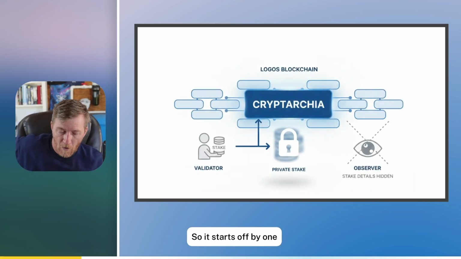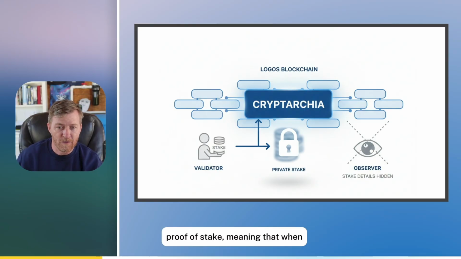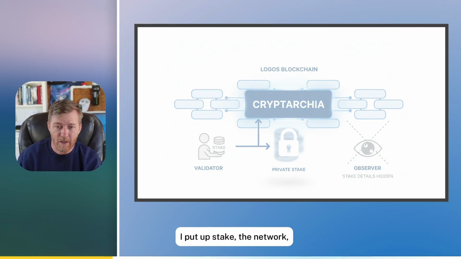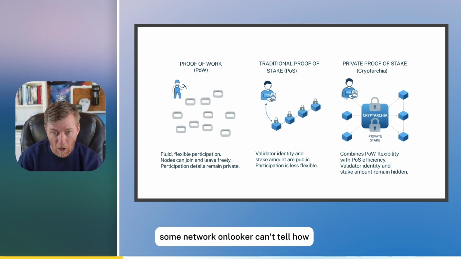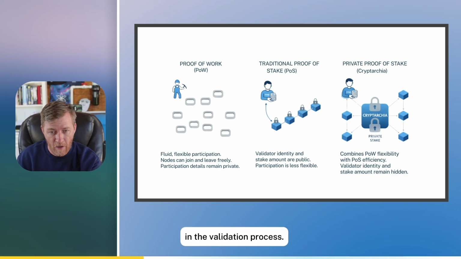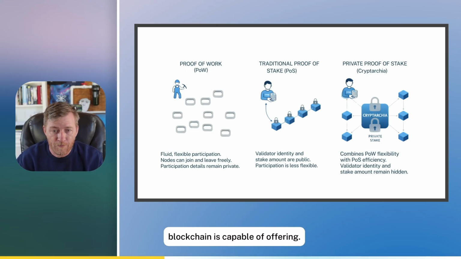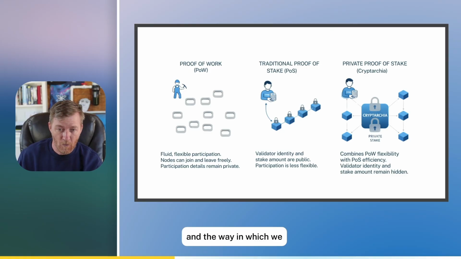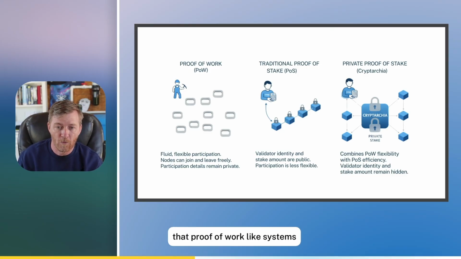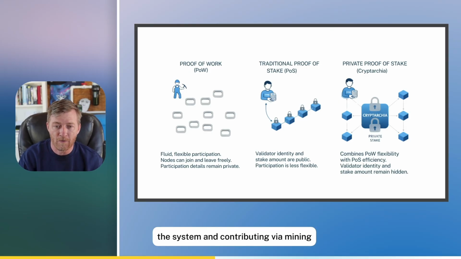So it starts off by, one of the hallmarks is it's run off of Cryptarchia, more generally private proof of stake, meaning that when I put up stake, some network onlooker can't tell how much stake I have and how much I contribute to the network in the validation process. This is something that no other blockchain is capable of offering. And having this type of thing and the way in which we do it allows us to become closer to the type of properties that proof of work like systems like Bitcoin have, where entering into the system and contributing via mining is a much more fluid and private process.